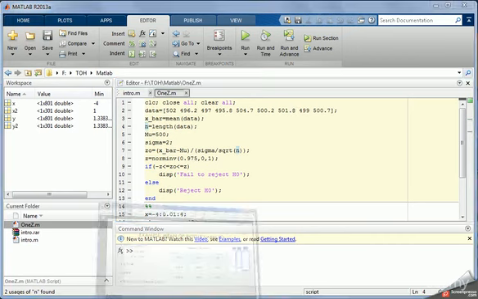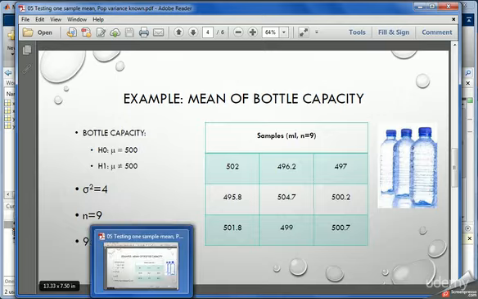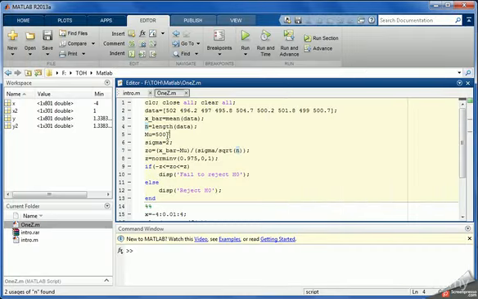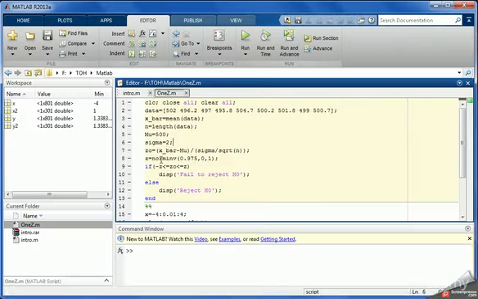Now we have to define the hypothesis itself. We have a mu equal to 500. This is our hypothesis. So we have a mu equal 500. We have sigma square equal 4, the same. We have the variance equal 4, so we just define sigma equal 2.